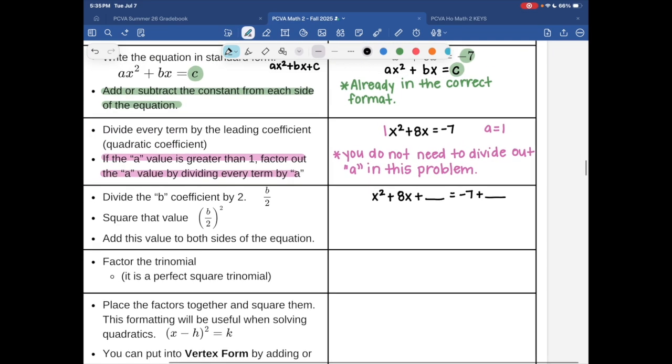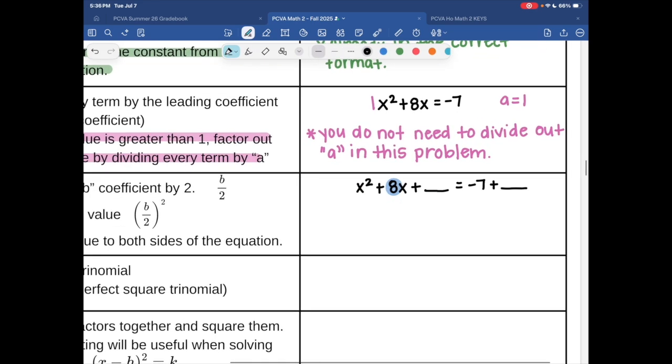So the first step is to divide the b value by 2. My b value in this particular example is positive 8. Now, sometimes you may get a value that is an odd number. You're still going to have to divide that. So we're going to divide the b value by 2. So my b value is 8, and 8 divided by 2 technically does equal 4. So we get b divided by 2 is equal to 4, okay?